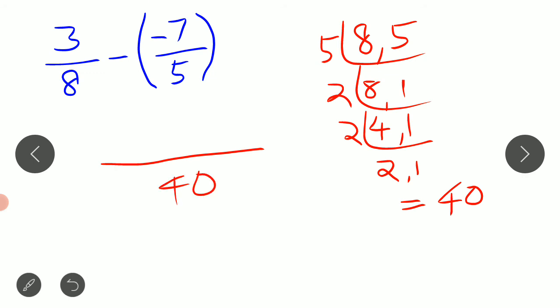Okay. So now let's take the first denominator 8. What is to be multiplied to get 40? With 8, 5 is to be multiplied, is it? 8 5s are 40. So with the same factor 5, we multiply the numerator also. So 3 5s are 15. Then here negative, is it? Minus. We are subtracting.